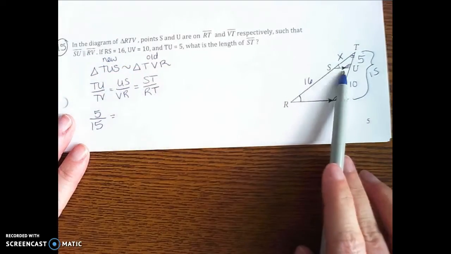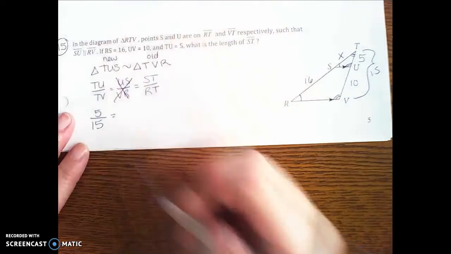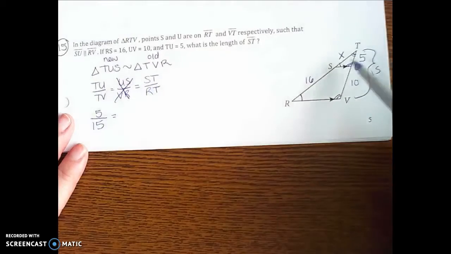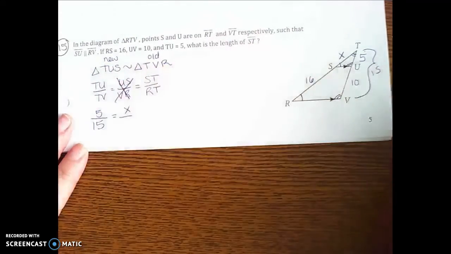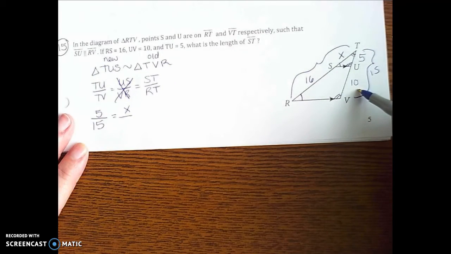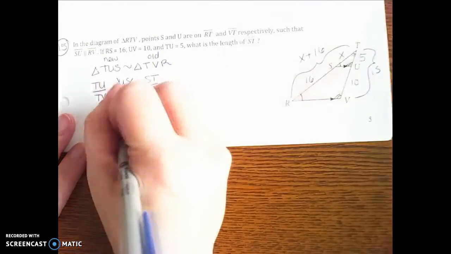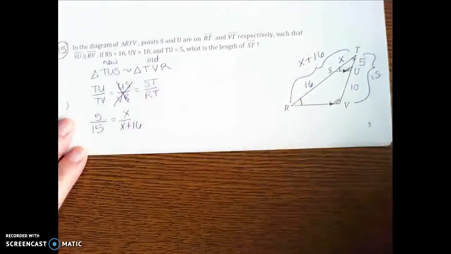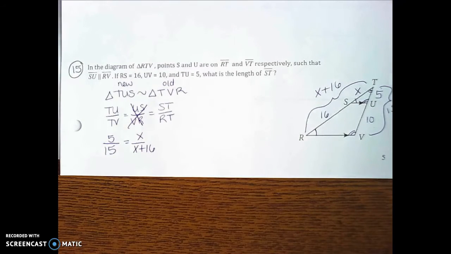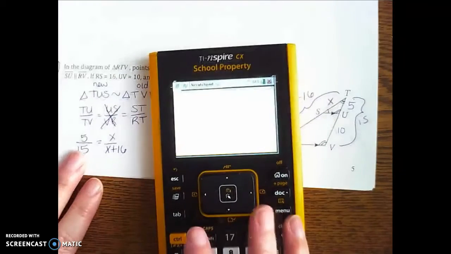US, I have no information for. VR, I have no information for, so I'm going to skip that scale factor. ST is what I labeled X. And then RT is this whole length. So just like I did with the other side, I add the two parts to get the whole. So this is X plus 16. Okay. I'm not going to cross multiply. I'm going to use my calculator to set up and solve.